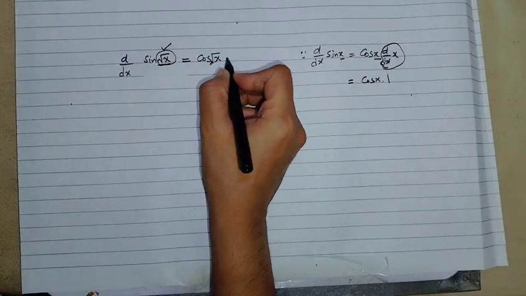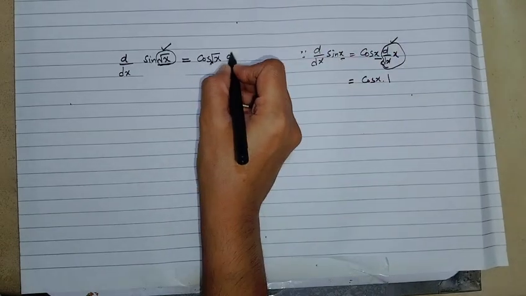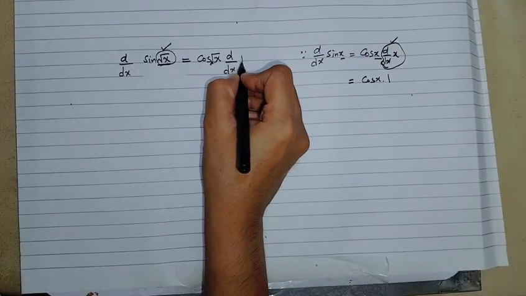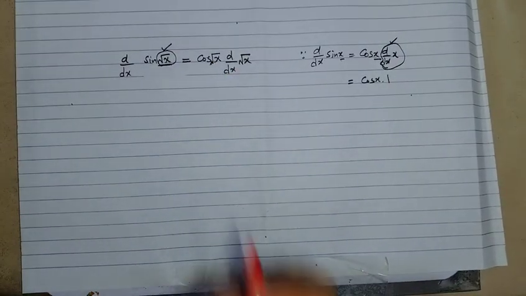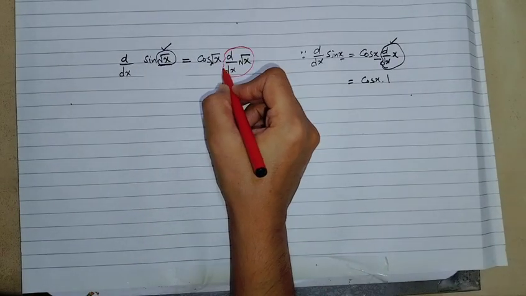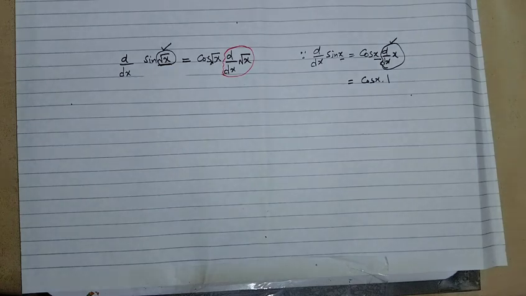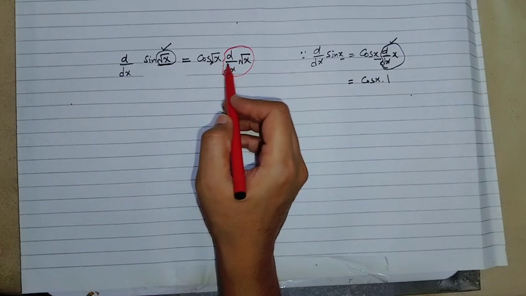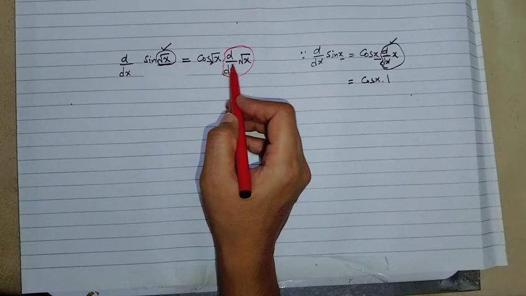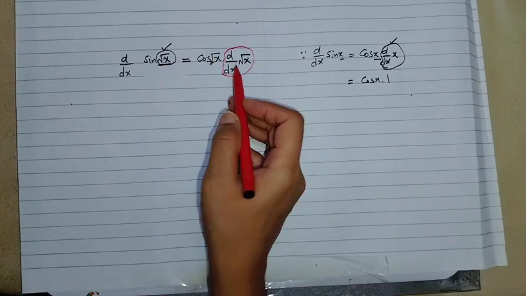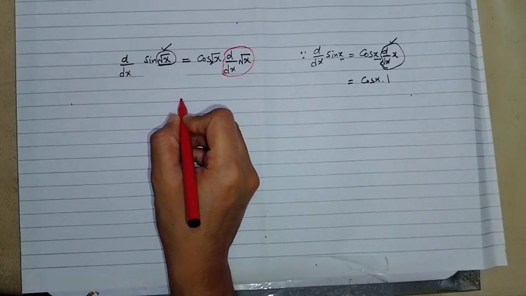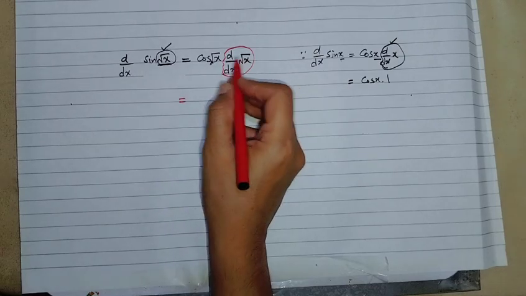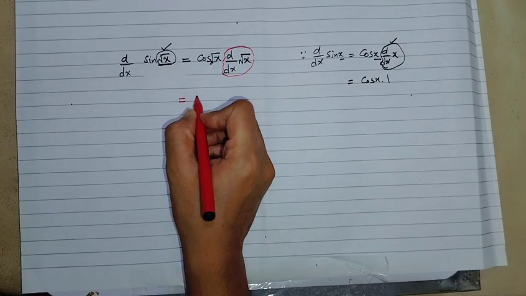Here we take the derivative of this angle, which is square root x. This is the most important part, a common mistake: do not take the power of this derivative of square root x. So never miss the derivative of this angle.